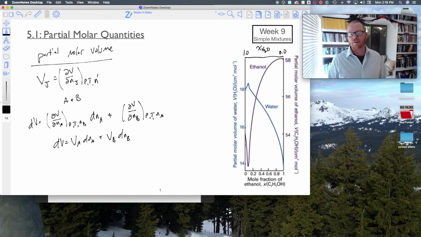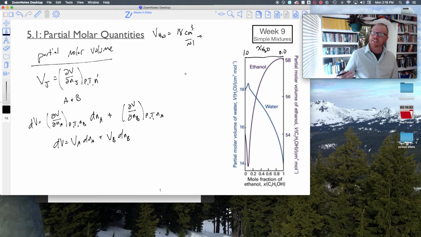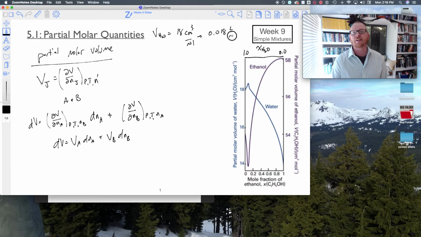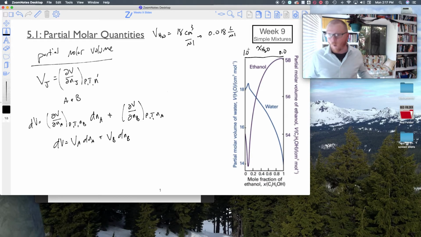And what I'll point out here is in the limit of only having a solution of water, mole fraction of 1.0, look at the value for water, 18 cubic centimeters per mole. And if you recall, we've been calculating these partial molar quantities, and we even did that for phase diagrams. And so this is the same thing as when we calculated that 0.018 liters per mole for pure water.